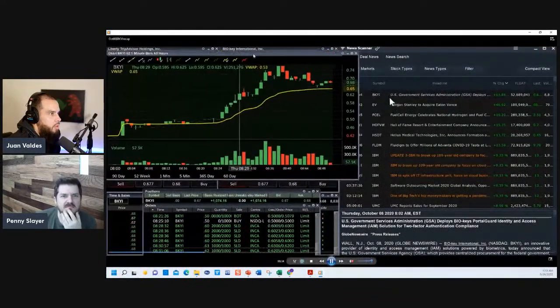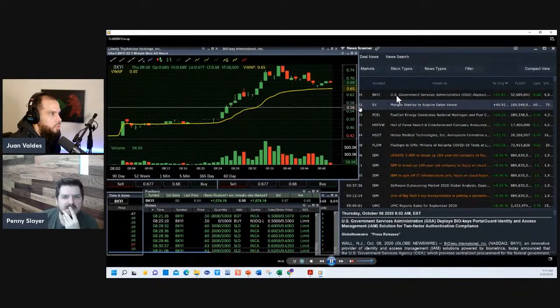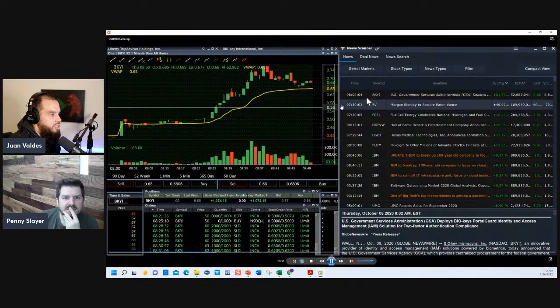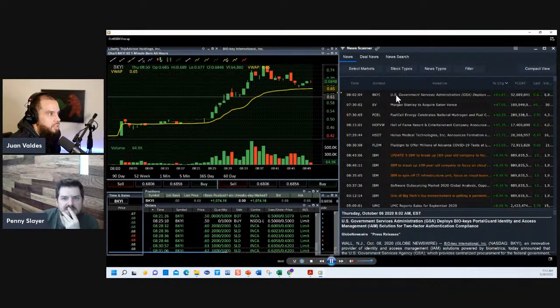Okay, so I saw this. And as soon as I saw this small cap stock at 8.02 come up with this headline, U.S. government deploys, I knew that this headline was going to bring in traders, right? So all I saw was this headline. I clicked it really quickly and read it here. And I saw that the government was going to give these guys, BKY, some sort of contract.